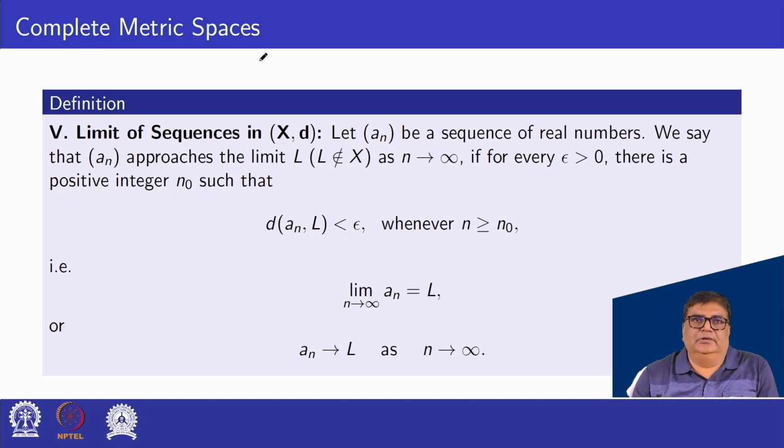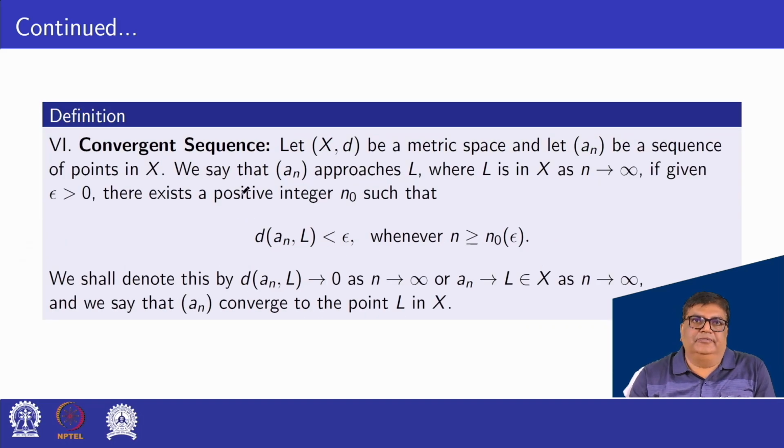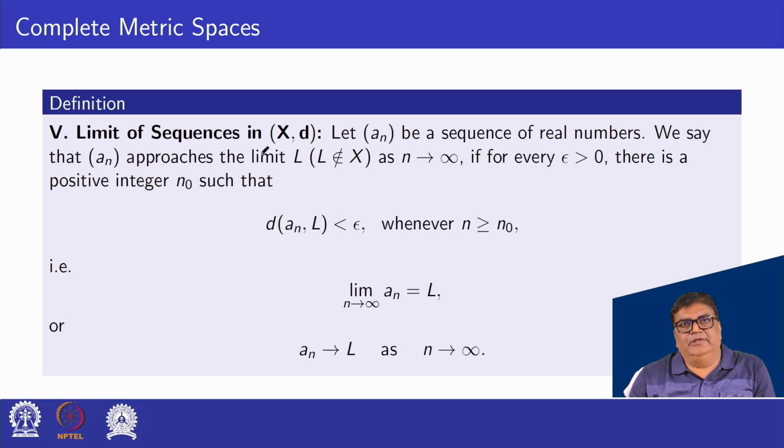Complete metric space. First, we discuss limits and convergent sequences. Limits of a sequence in (X,d) and convergent sequences. What is the limit of a sequence in (X,d)? Let (X,d) be a metric space and (a_n) a sequence in X. We say that a_n approaches the limit L as n tends to infinity if for every epsilon greater than 0, there exists a positive integer n0 such that d(a_n,L) is less than epsilon.